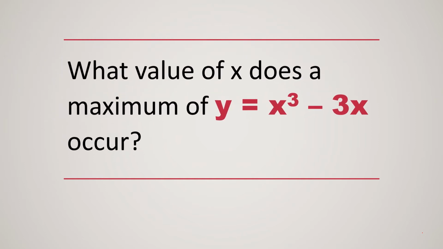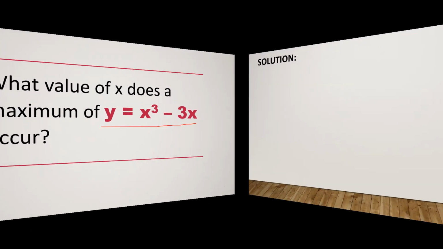So the given problem: at what value of x does a maximum of y equals x cubed minus 3x occur? There is a given function here, and we're asked to find the maximum point of this given function. For the solution, we're asked to find the value of x where the maximum of the given function occurs.